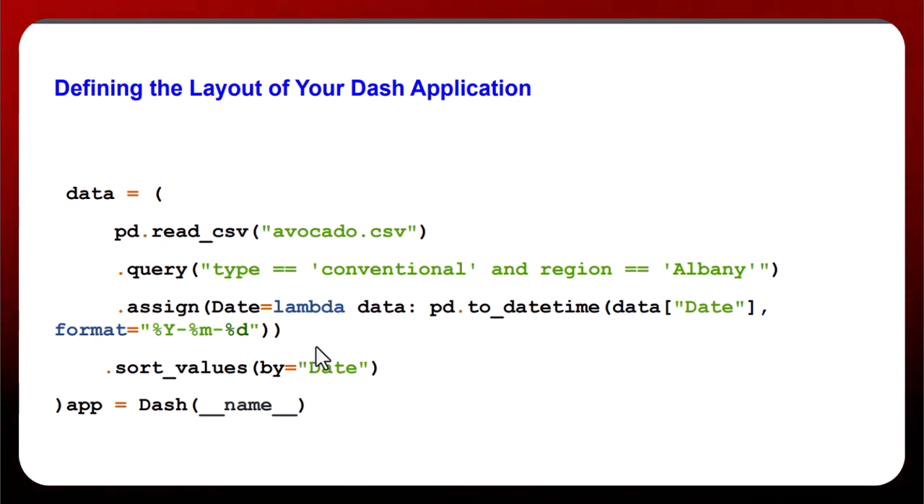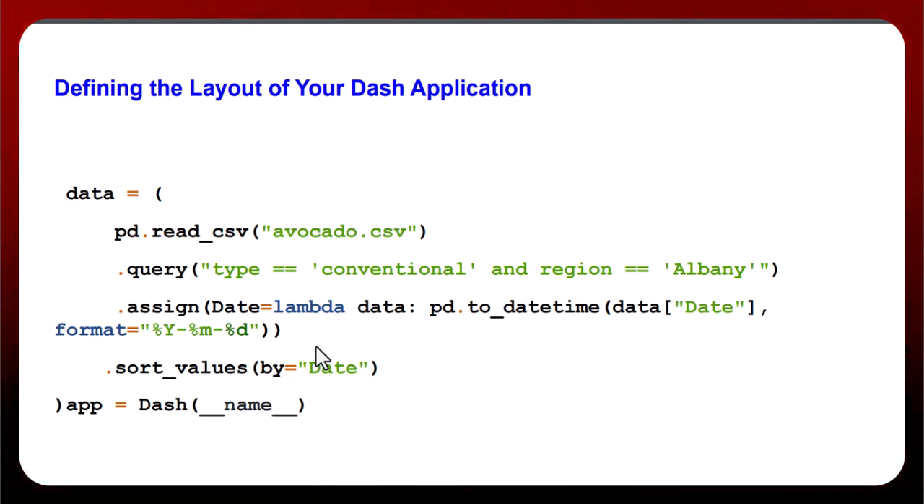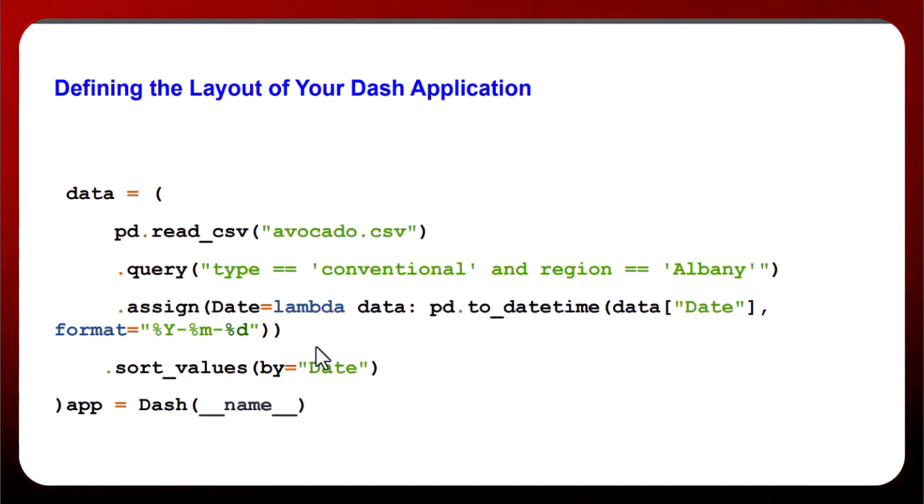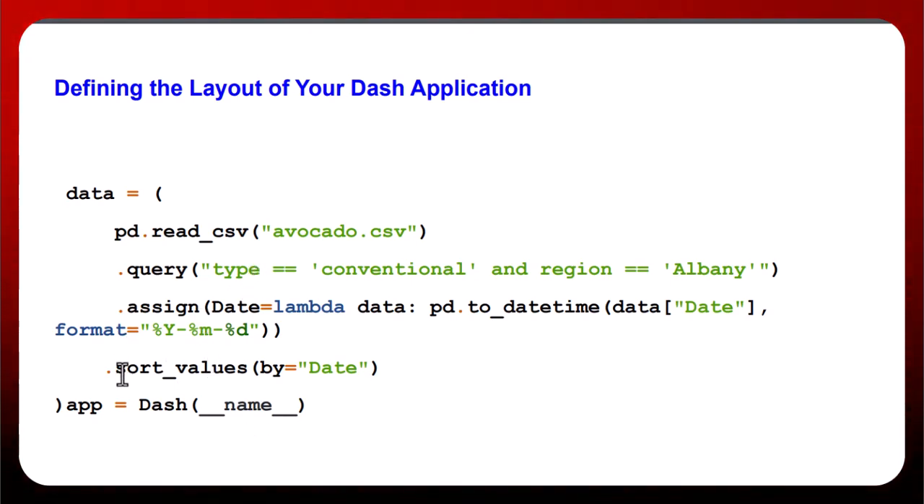there's also the date, and here we got just the data set when the type is conventional and the region is Albany. It's like we minimize our data, and after that we can change that, of course, and assign it, which would add another column within the date, but in the format year, month, and day. Okay, and after that it's going to sort the values, like sort the data by date.